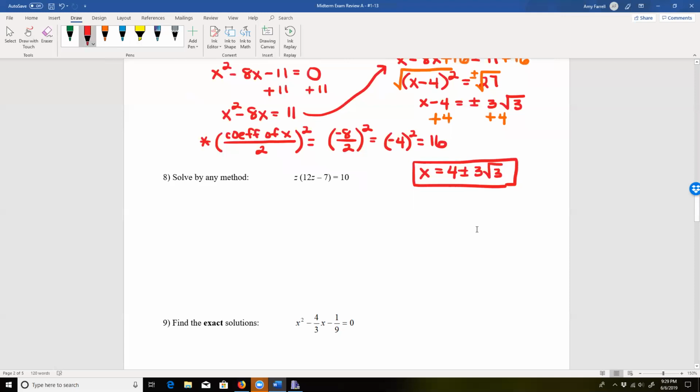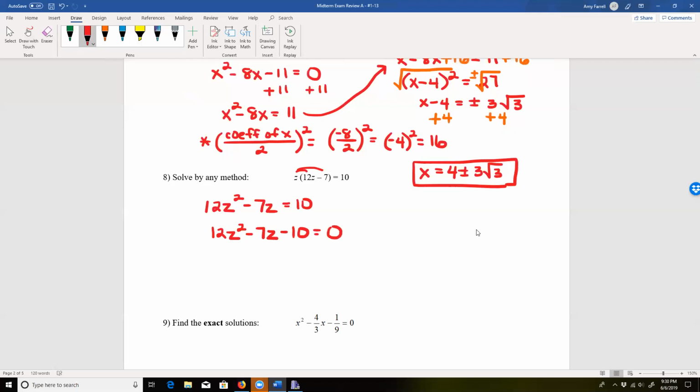The next one does say solve by any method, so you have your choice. First thing I'm going to do is distribute the z. The left side is factored, but I don't have a 0. So it's not helpful to have one side factored if you don't have a 0 on the other side. So distributing, I'm going to get 12z squared minus 7z. This is equal to 10. I'm going to go ahead and subtract over that 10. So I do have a 0 on one side of the equation.